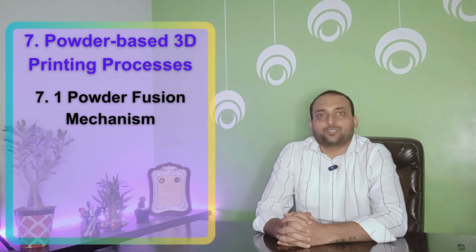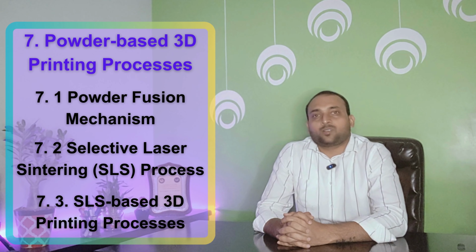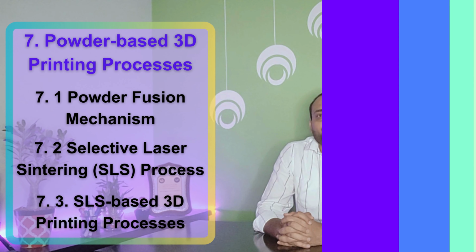This unit deals with powder-based 3D printing processes. It is divided into three modules. The first module deals with powder fusion mechanisms used in powder-based 3D printing processes. The second module deals with the selective laser sintering process. And in the third module, we will see other variants of powder-based 3D printing processes.